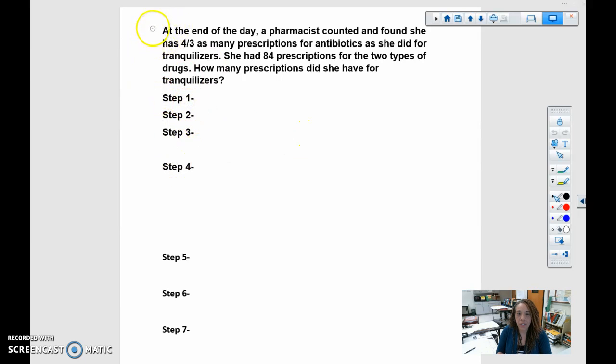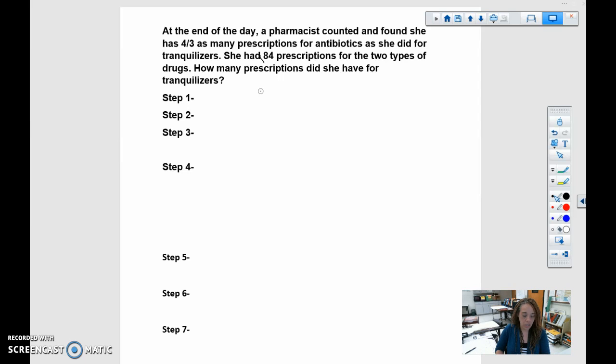So, first, let's read the problem. This problem says, at the end of the day, a pharmacist counted and found she had 4/3 as many prescriptions for antibiotics as she did for tranquilizers. She had 84 prescriptions for the 2 types of drugs. How many prescriptions did she have for tranquilizers?